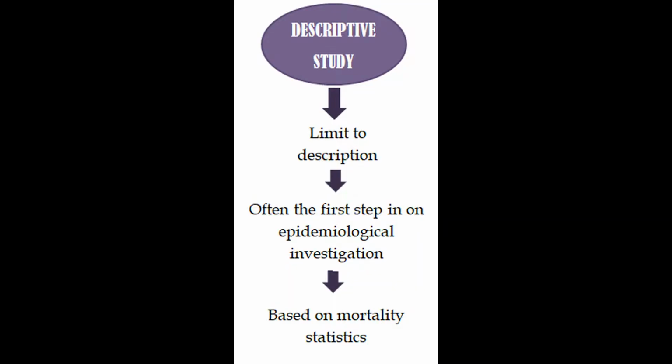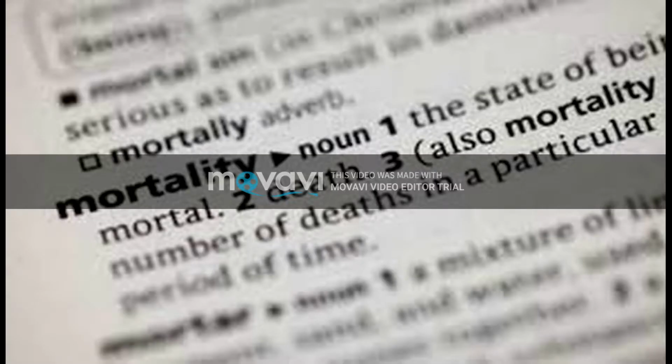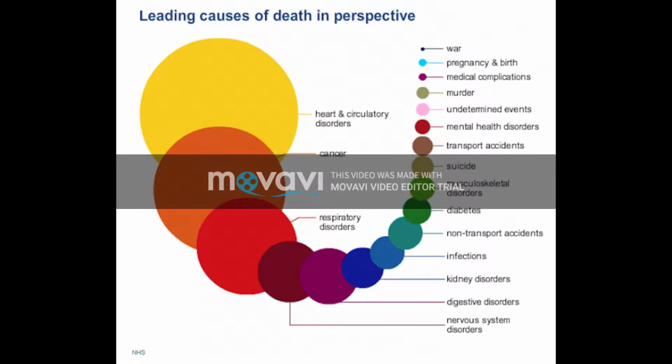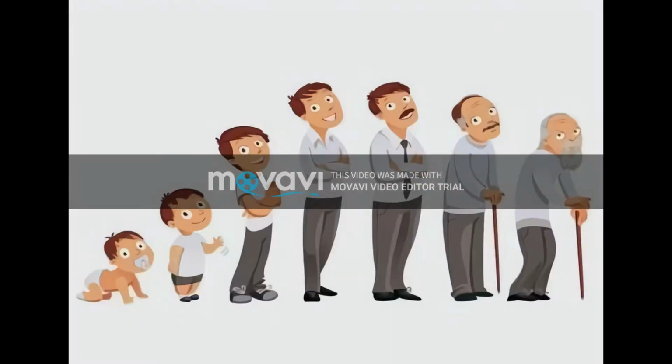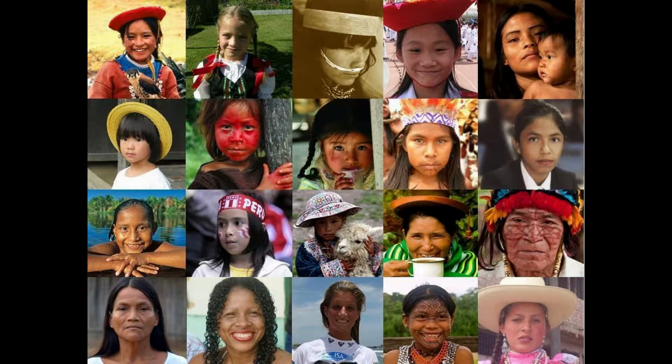Descriptive study is limited to description. It's often the first step in epidemiological investigation. Descriptive data in reports of health studies are a useful source of ideas for epidemiological studies. They are usually based on mortality statistics and may examine patterns of death by age, sex, or ethnicity during specific time periods or in various countries.